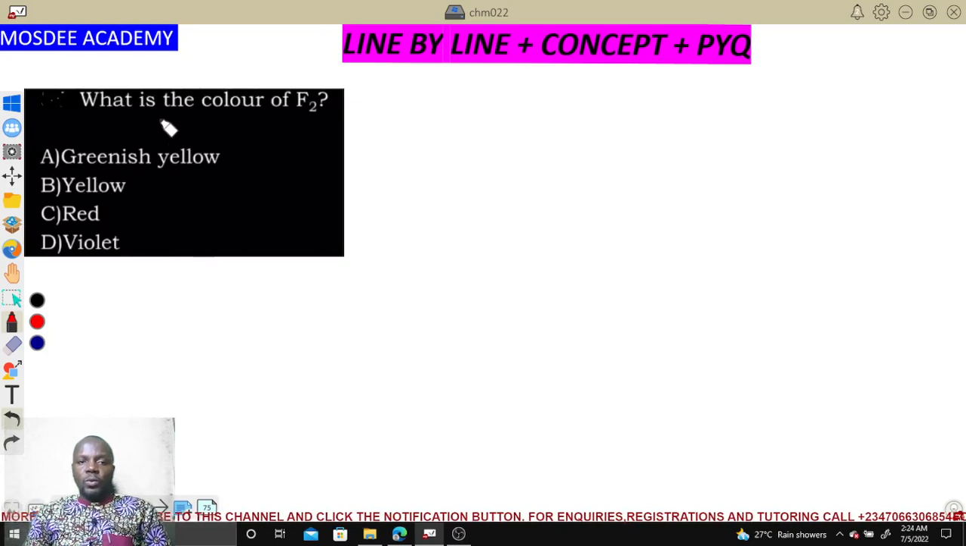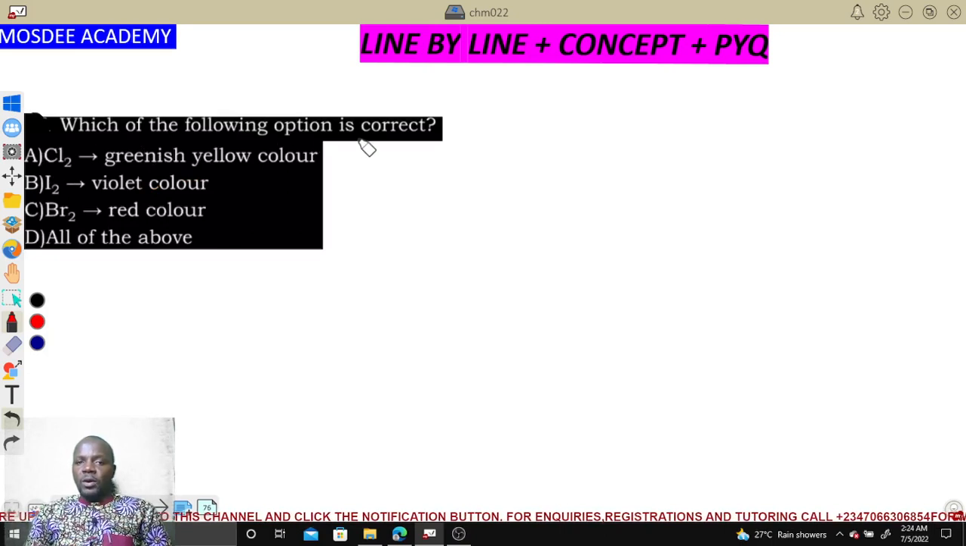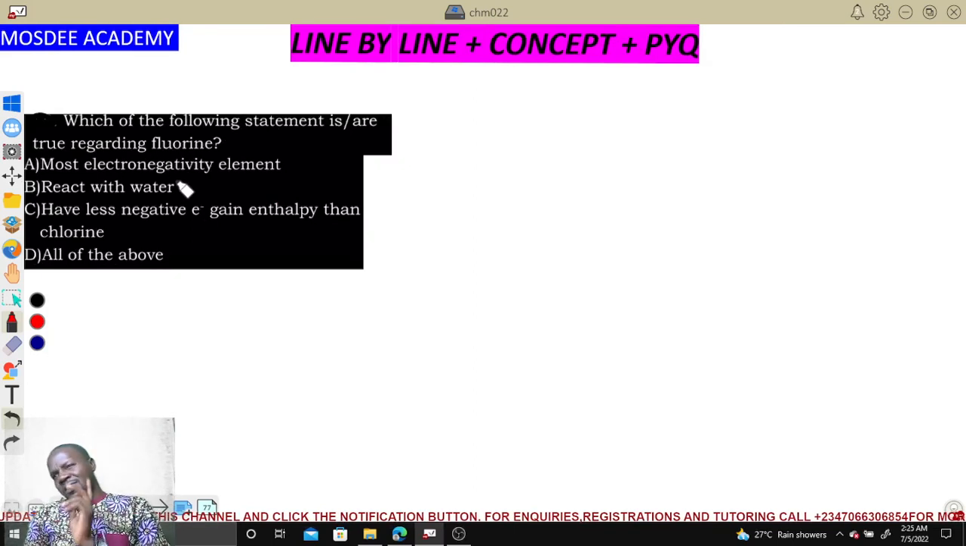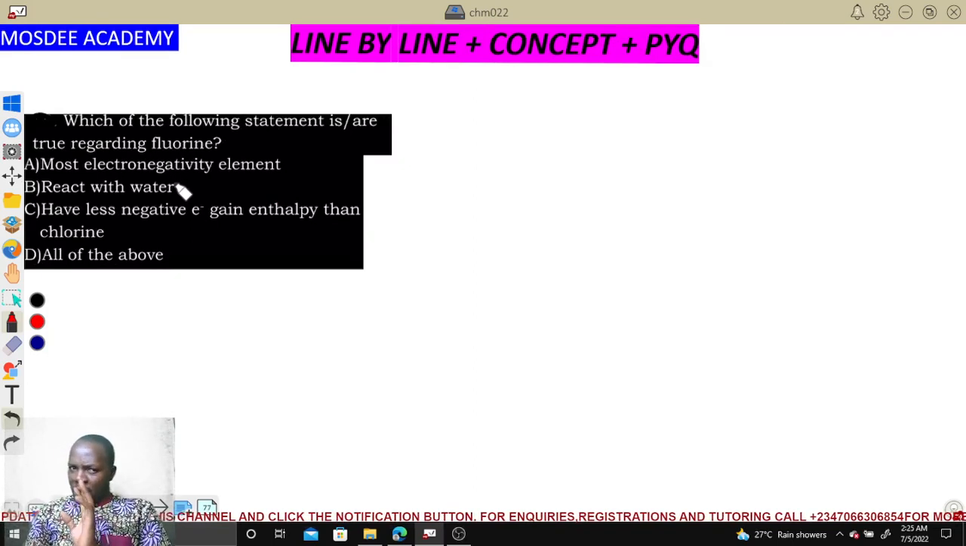The next one, what is the color of fluorine? Fluorine is yellow. I talked about it. You can check the note I gave you just now, line by line concept. The next one, which of the following options is correct? Fluorine greenish yellow, iodine violet, bromine red, all of the above is correct. We can move to the next one. Physical properties are simple to know. Watch this video till the end to have maximum knowledge.